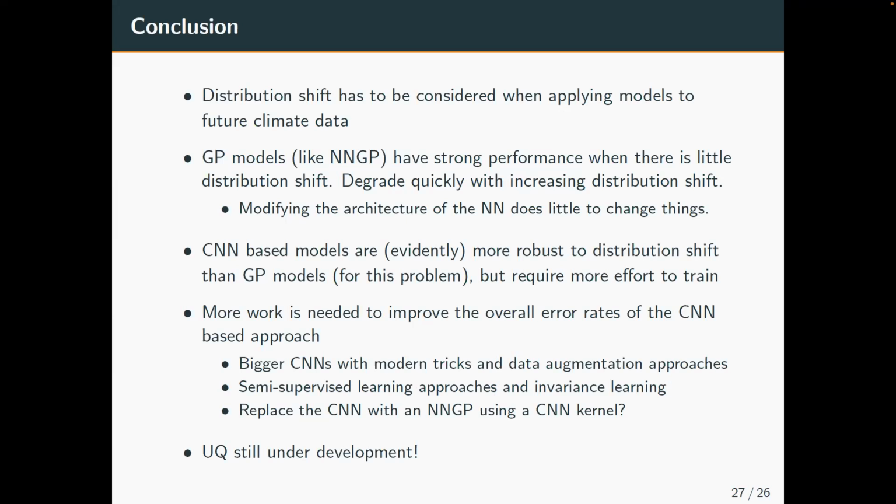Some models, like Gaussian processes, will have very strong performance when there's little distribution shift. We did this in precipitation as well in the original paper. That has relatively smaller distribution shift than temperature, and so the GP actually had really great error rates over the full time series.